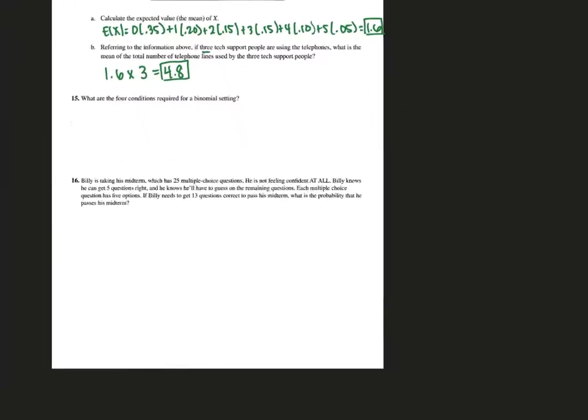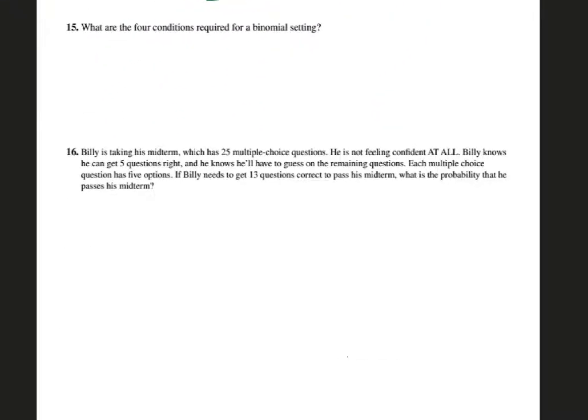All right, now looking at this last one, it says Billy's taking his midterm, which has 25 multiple choice questions, and he's not feeling confident at all. Billy knows he can get 5 questions right, and he knows he'll have to guess on the remaining questions. Each multiple choice question has 5 options. Billy needs 13 questions correct to pass his midterm. What's the probability that he passes his midterm?